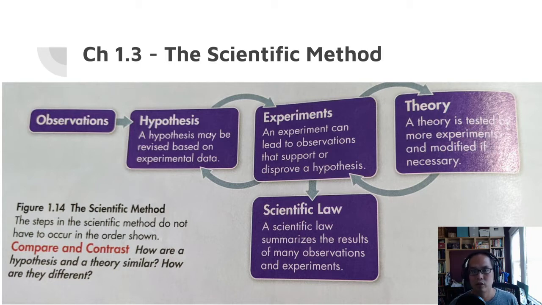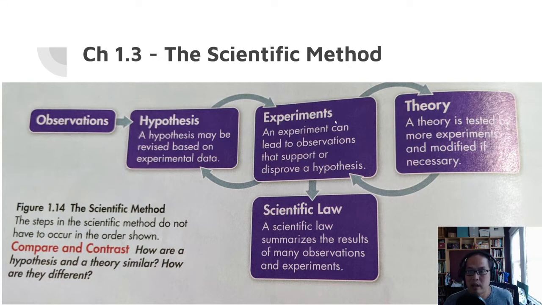And then, like this chart says here, a hypothesis may be revised based on experimental data. Because what happens is you have your hypothesis, you have your reason why you think things happen, and then you design an experiment to test whether your hypothesis is supported or not, to test whether the reason why you think this is happening is actually why it's happening.